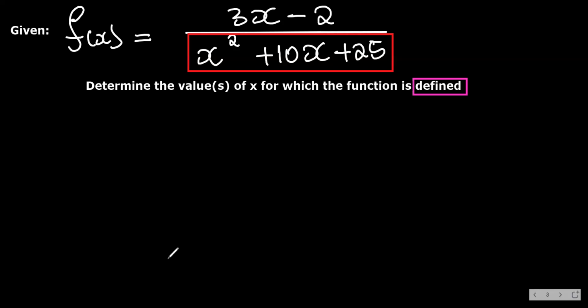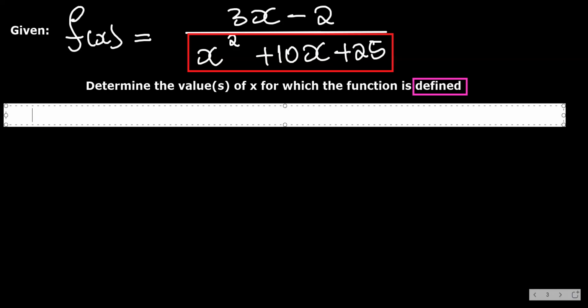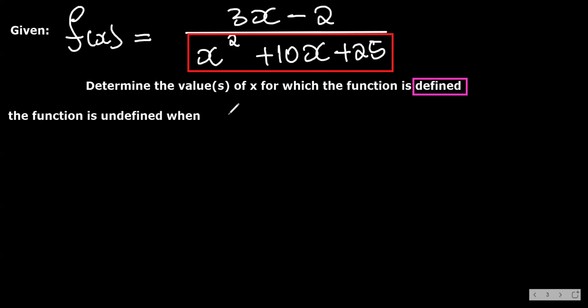Okay, so that's the first thing we're going to do. We want to find the values of x for which the function is undefined. So we tell them the function is undefined when the denominator is equal to 0. That's what we need to tell them. All right? What am I saying? The function is undefined when the denominator is equal to 0.